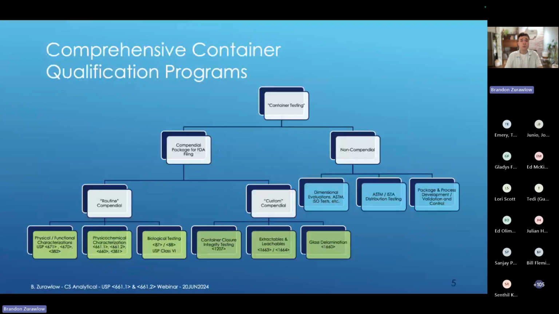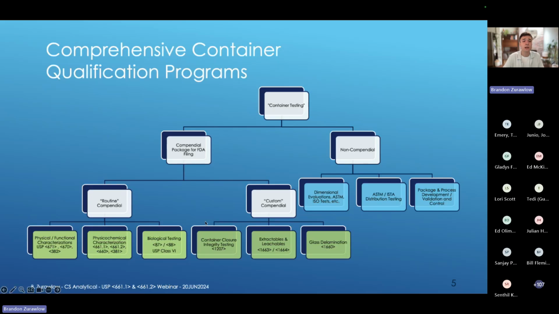When we think about all of the different tests that can go into container qualification, there are quite a few, and I alluded to some of them prior. What I've done in this particular slide is outline both compendial type tests that are applicable to package systems or components, as well as non-compendial tests, but concepts and evaluations that are almost always built into a comprehensive container qualification and control strategy.